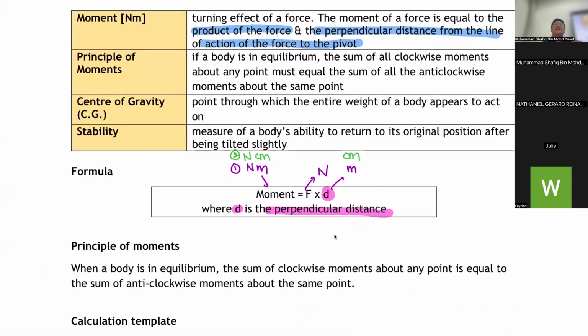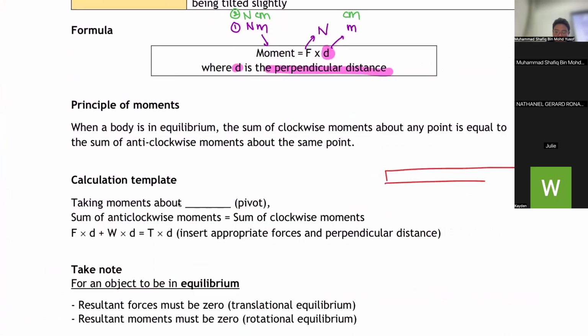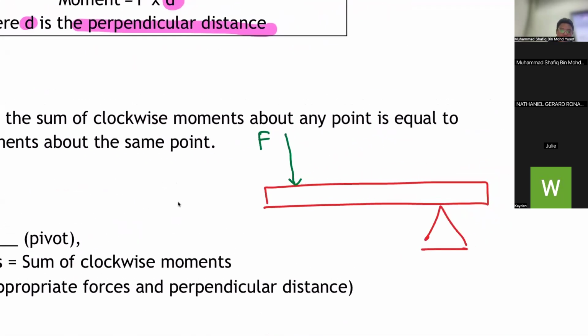Anyway, let me elaborate on this. What does it mean by perpendicular distance? I'm going to draw something here. Imagine this is a seesaw. If I add the force F here, the question becomes: what is the perpendicular distance from the force to the pivot? The perpendicular distance will be from here to here. So you must always take note, reference from the line of the force to the pivot. The pivot is here. That will be the distance you multiply by.